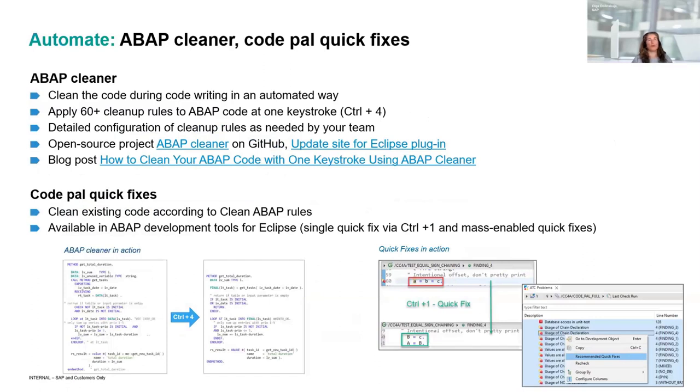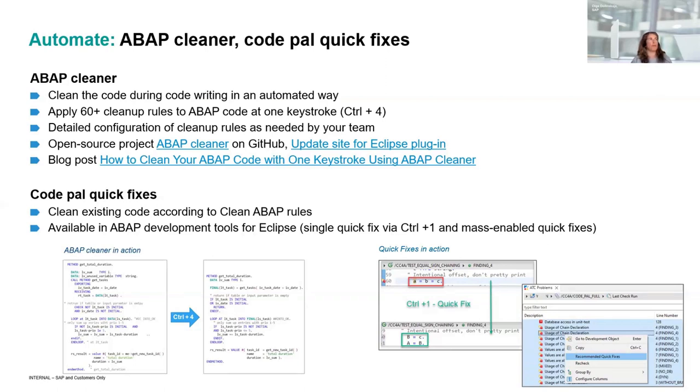And finally, the automate circle, the smallest one. This is the place for the automation tools and capabilities which automate your adaptation to Clean ABAP. And there are ABAP Cleaner and CodePal quick fixes there. ABAP Cleaner has actually the same objective as CodePal for ABAP, to ensure the adherence of your code to Clean ABAP, with the only difference that CodePal for ABAP checks should be executed on your existing code, and ABAP Cleaner can be executed while writing the code. So directly, aka pretty print approach, as you write the code, you can correct it in the direction of Clean ABAP using ABAP Cleaner.